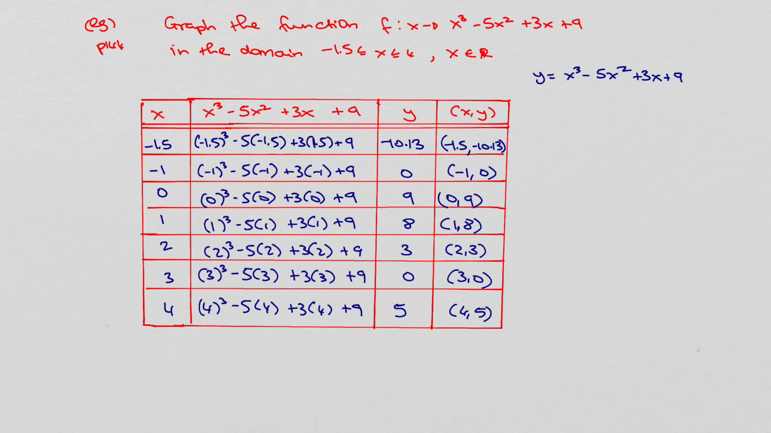So sketching each of your points, out to the x-axis and up to the y-axis, we know our scale for our x must go between minus 1.5 and 4. So you might start at minus 2 and go to 5. And then on your y-axis, we can see that our lowest value is minus 10.13. So you might draw down to minus 11. And our highest value on the y-axis is going to be 9. So you might scale it to 10.